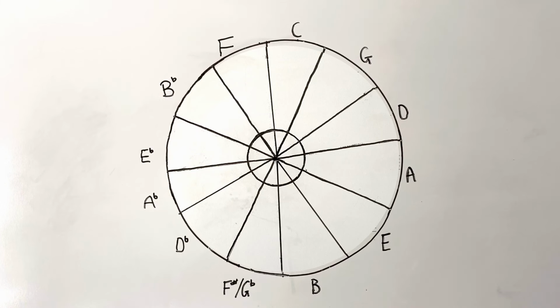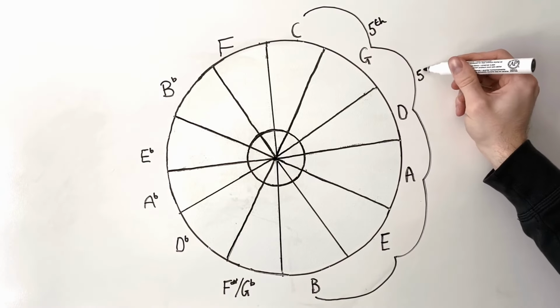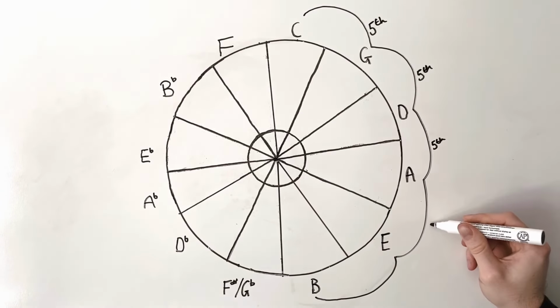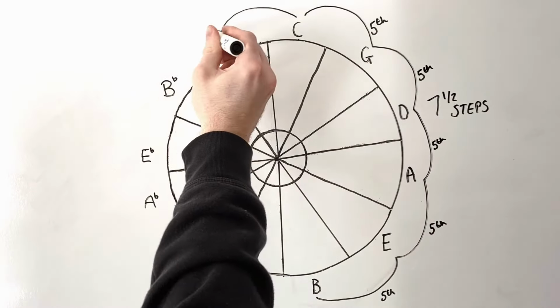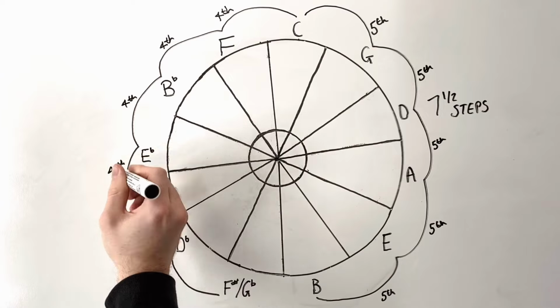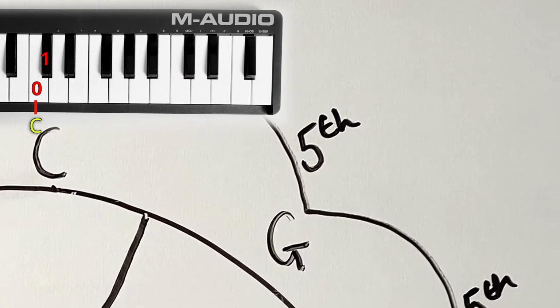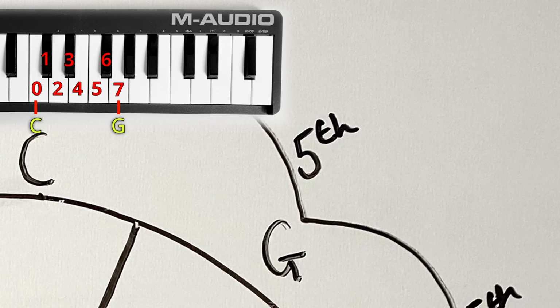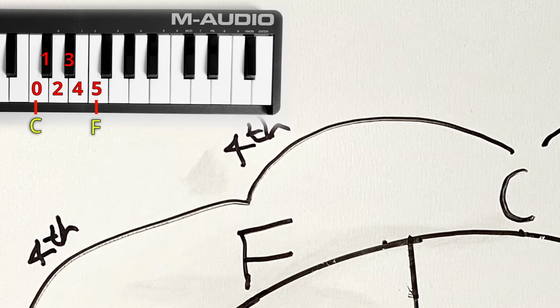Let's work from the outside in. The outside letters represent the major keys. If you go clockwise from C, each letter is a perfect fifth apart, which is 7 half steps. But if you move anti-clockwise from the C, each letter is a perfect fourth apart, which is 5 half steps. So C to G is a perfect fifth, which is 7 half steps, and C to F is a perfect fourth, which is 5 half steps.